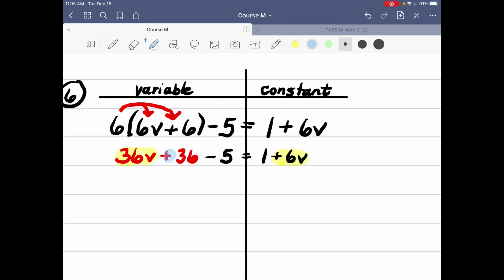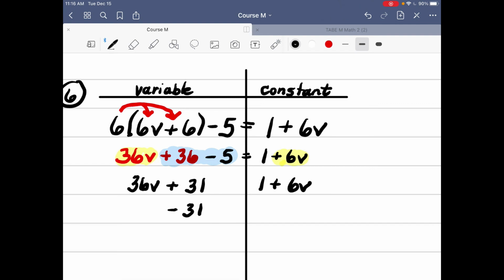Also on this step, I'm going to go ahead and combine my like terms. The plus 36 and the -5. So I've got 36v plus 31, and then on this side a 1 and a 6v. And it doesn't matter which one you move first. I'm going to go ahead and move the 31 because I'm looking at it. So let's move that over here.